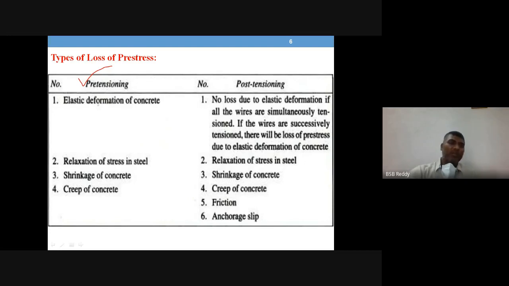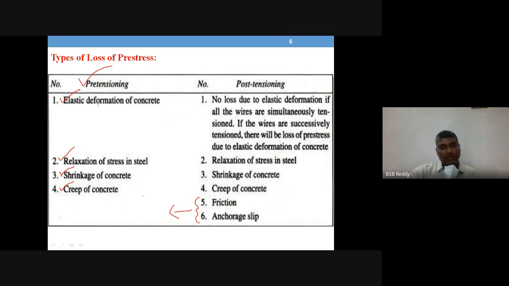So which losses occur in pre-tensioning members? Elastic shortening of concrete will be there in pre-tensioning. Relaxation of stress in steel will be there, shrinkage of concrete will be there, and creep will be there. What are absent then? There are two things absent. One is friction, another one is anchorage slip. So these two are absent in pre-tensioning members.